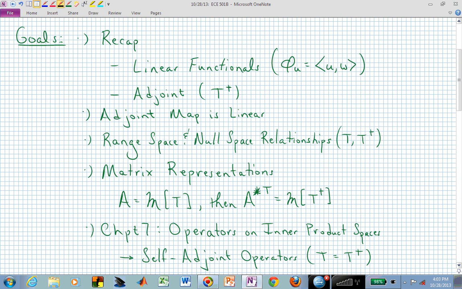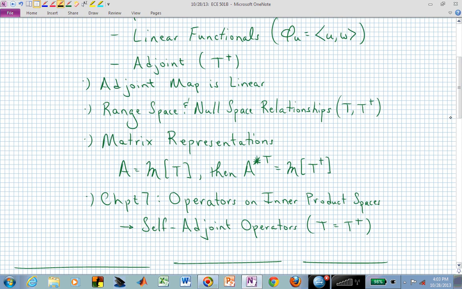Once we get to this point, we will have completed chapter 6, which is a new space, an inner product space. It's basically a vector space with an inner product. Once we have that playing field available to us, let's start talking about operators on that inner product space, and that's chapter 7. The first topic is self-adjoint operators, which really just means that the linear map is equal to the adjoint of that map. That's what it means to be a self-adjoint operator.